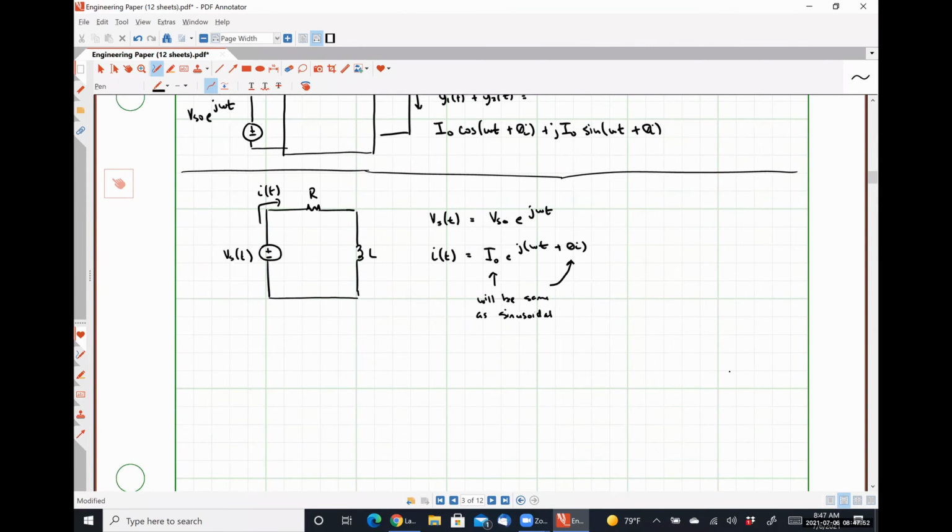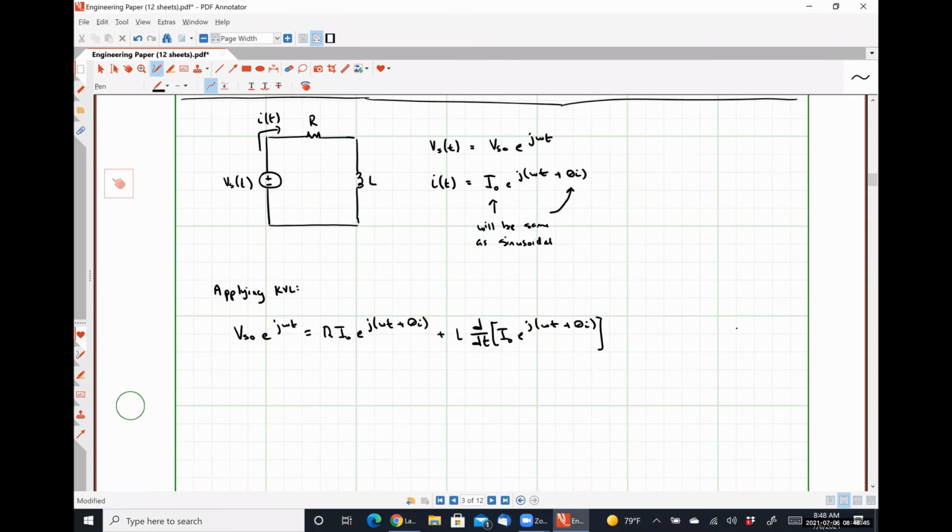So, applying KVL, we get Vs of t, so that would be Vs naught e to the j omega t, is equal to R times I of t, so that's R times I naught e to the j omega t plus theta I, plus L d by dt times I naught e to the j omega t plus theta I.